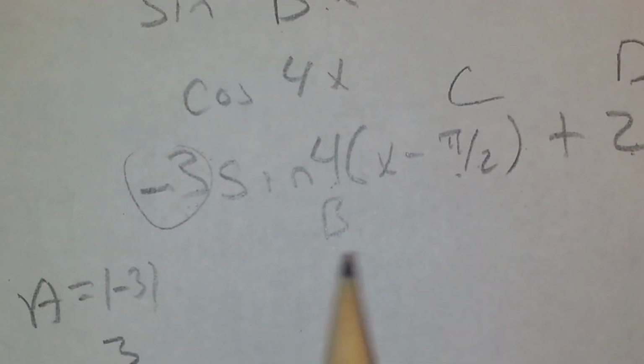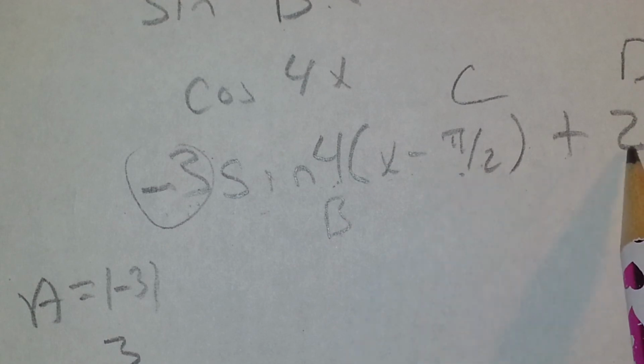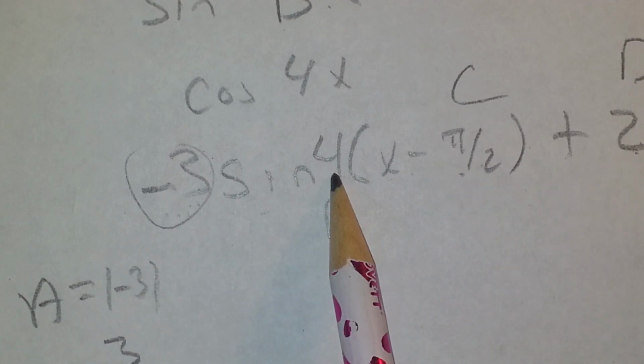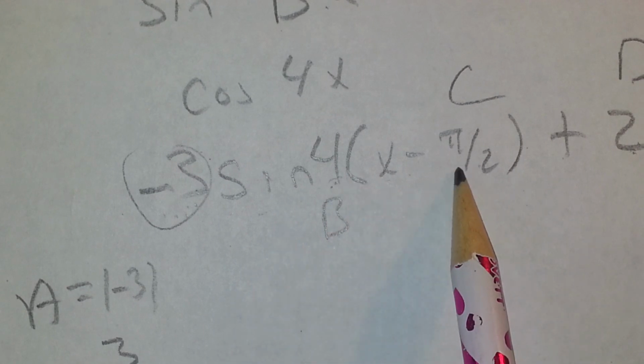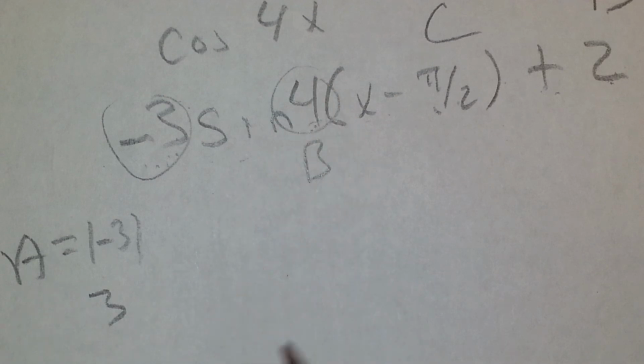Okay, so I've got a negative 3 sine of 4 times x minus pi halves plus 2. Amplitude's 3. This 4 affects the period. This is a phase shift left or right, in this case right, and this is up or down. This is the tricky part.